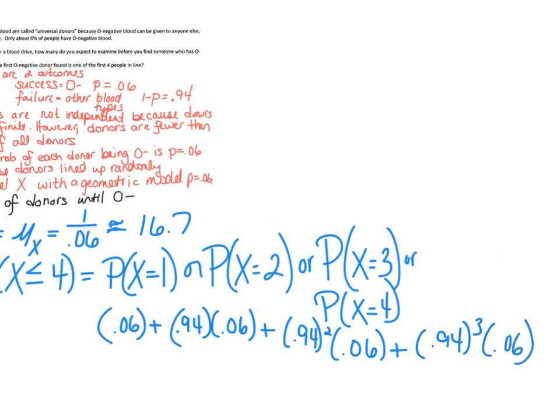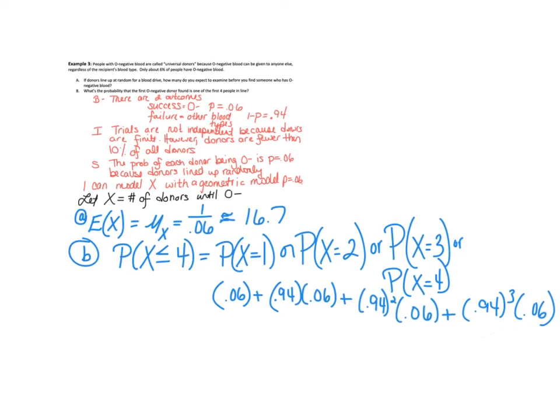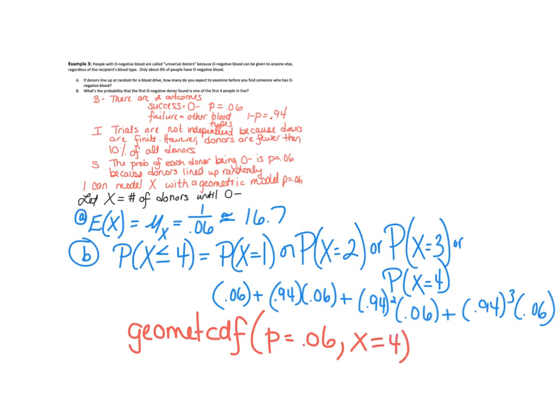Throw that in your calculator, or probably even faster than that would be to use geometric CDF, cumulative, where p is equal to 0.06 and x is equal to 4. So for CDF, it's going to calculate at and below 4. So it's automatically going to sum 1, 2, 3, and 4. Both of these will give you 0.2193. So whichever you like better.